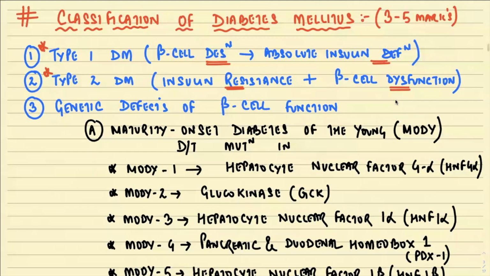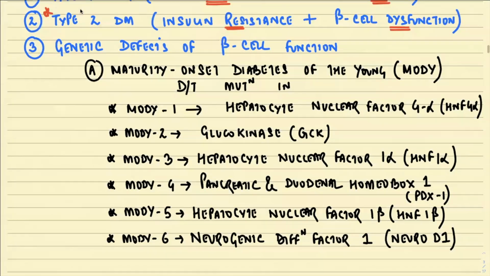The third important class of diabetes mellitus is that associated with genetic defects in beta cell function. Among them, the first group of disorders is maturity onset diabetes of the young, MODY. Very, very hot question. MODY can come just as a small short note as well.